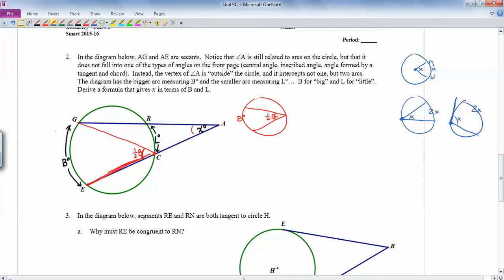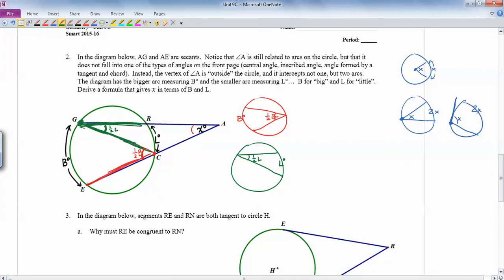And then if you look at this angle over here, this angle right here, notice that that's inscribed because it's on the circle, and it carves out arc L. It intercepts L. So if I draw that one by itself, here's L, and this angle would have to be half that size. So this angle is half of L. Okay? So let me label this half L.